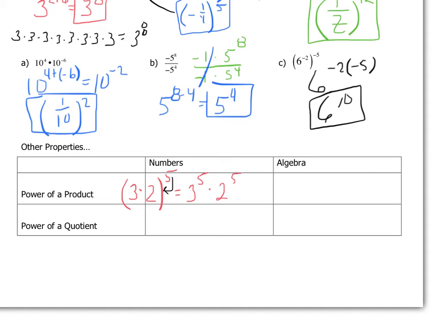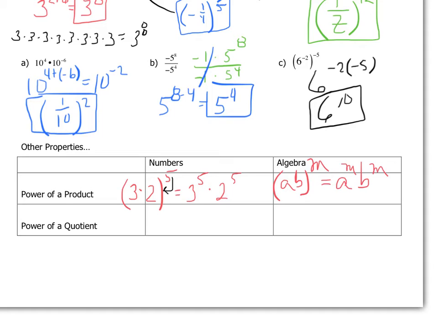Again, the 5th power, with the parentheses being the first thing it hits, the 3 gets the 5 and the 2 gets the 5. So in an example as far as algebra goes, I might have (ab) to the m power. That has to be a to the m, b to the m. It can't be a, b to the m. The m has to go to both.